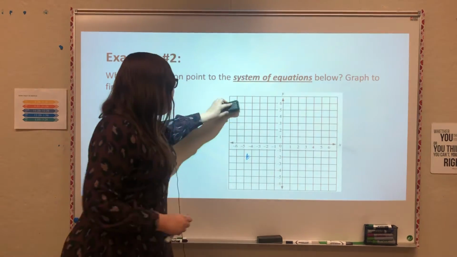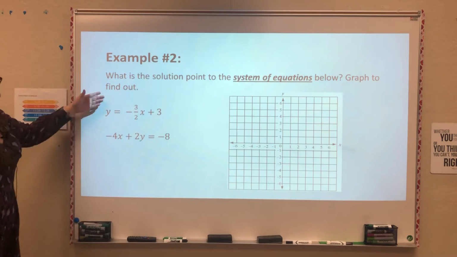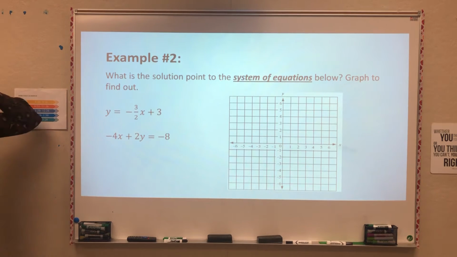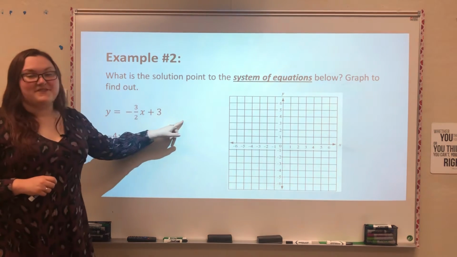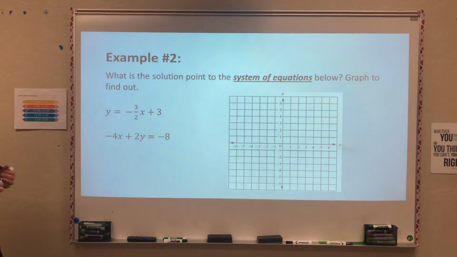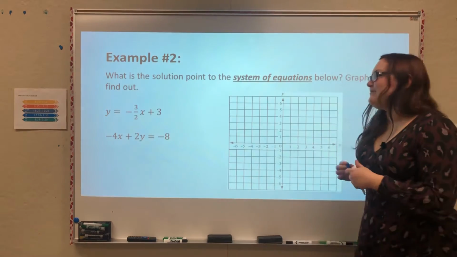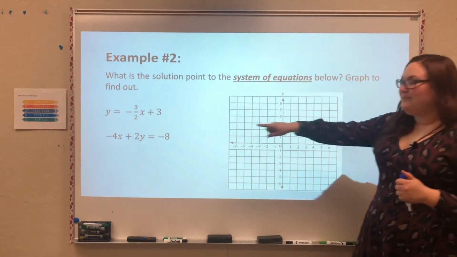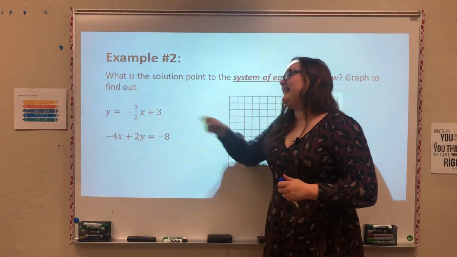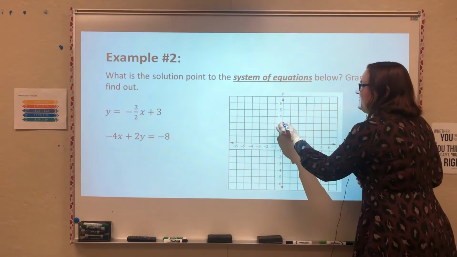If I wanted to find the solution point for our system right here, what is the first thing we would want to do? You may be saying something like graph this first line. If that's what you're saying, I love it. Looking at this line here, we would graph it similar to what we were doing before. It's in slope-intercept form. So I'm starting with my intercept at 3.